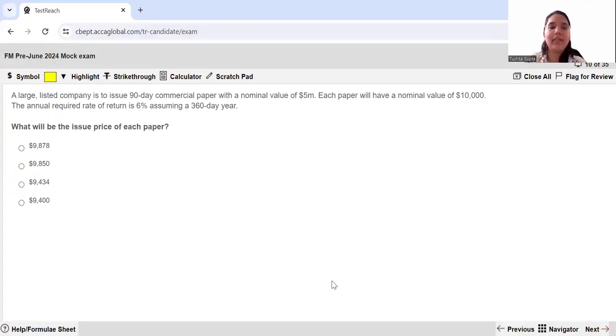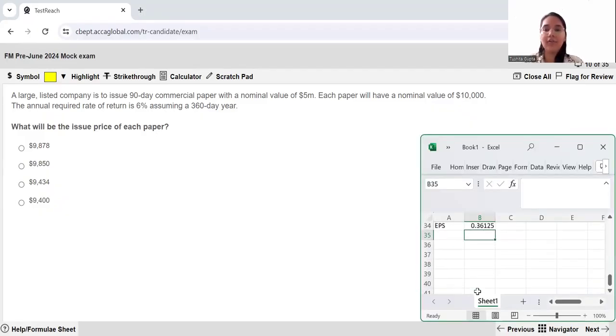A large listed company is to issue 90-day commercial paper with a nominal value of $5 million. Each paper will have a nominal value of $10,000. The annual required rate of return is 6%, assuming a 360-day year. What will be the issue price of each paper? So basically, you have the return given to you, the duration, the nominal values, and the nominal value of each paper also. So you just need to find out the issue price over here.